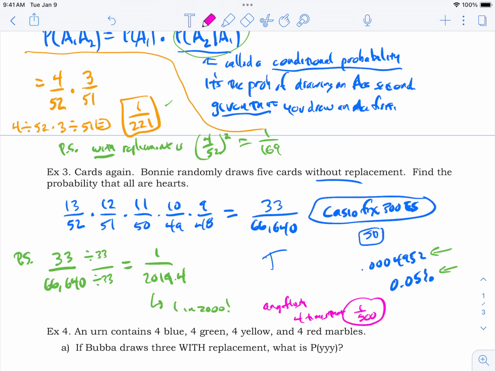Boom, there you go. Notice your chances of getting a flush are even better because usually you get to throw some cards away and all that stuff. But anyway, it's nice to have these numbers in mind.